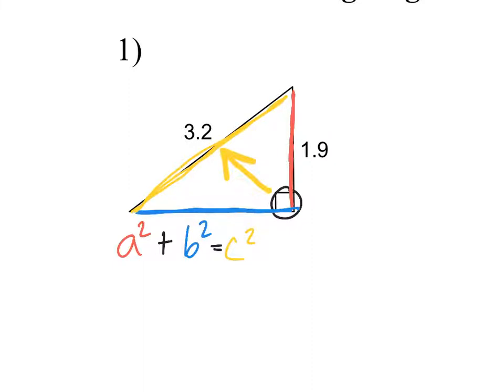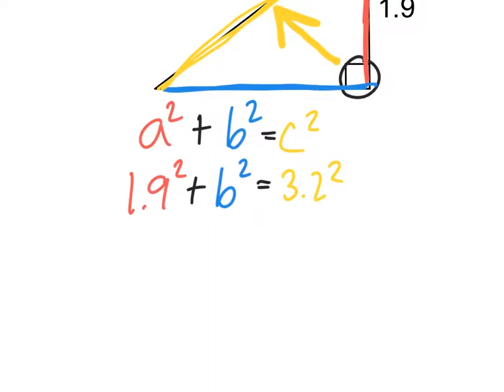So now, just like before, I'm going to start plugging in numbers. I know that A is 1.9, so I have 1.9 squared. I don't have a value for B yet, so I'm going to continue to call it B squared. C is going to be 3.2 squared. Now I'm going to go through and start plugging in numbers. On my calculator, I'm going to do 1.9 squared, or 1.9 times 1.9, and I get 3.61 plus, I don't have a value for B, so I'm going to continue to call it B squared. And then I'm going to do 3.2 squared, or 3.2 times 3.2, and I get 10.24.